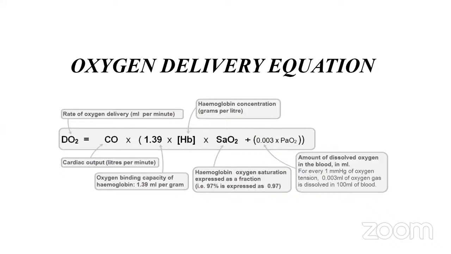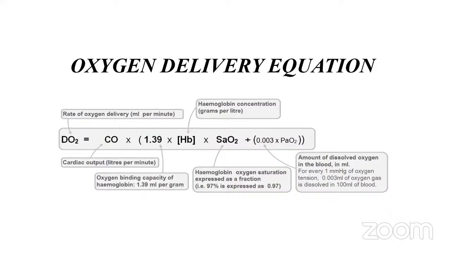The equation states that oxygen delivery to the tissue equals cardiac output multiplied by 1.39 multiplied by hemoglobin multiplied by saturation, plus the oxygen dissolved in the plasma. On the most right of the equation, you will find 0.003 multiplied by the oxygen tension. This represents the oxygen dissolved in the plasma. Because it is multiplied by a very, very small fraction, 0.003, you can ignore it. So we will concentrate on the left part of the equation.